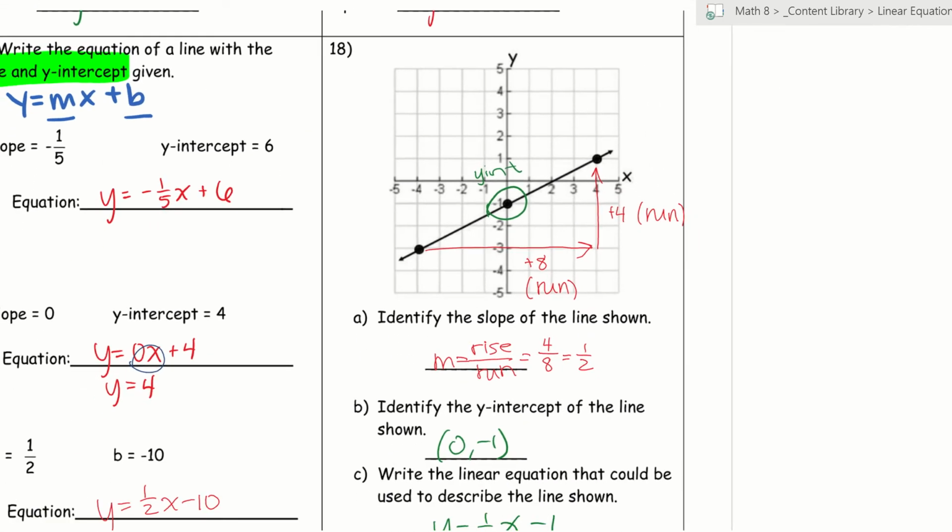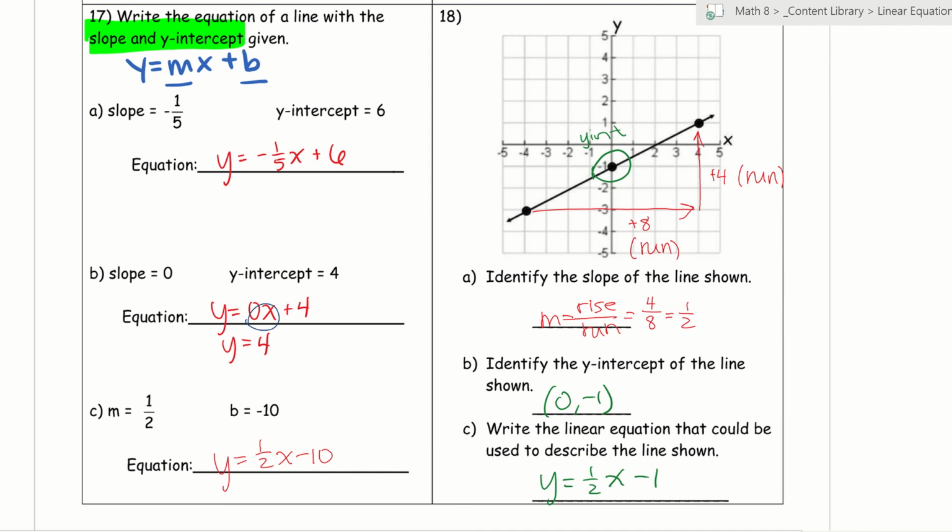Over here, 18, we have, again, identify the slope. I did rise over run. I chose the first point on the left and the last point on the right. I found the slope to be a half. Then I had to identify the y-intercept on the line. It was (0, -1). And I combined them to slope-intercept form. Okay?